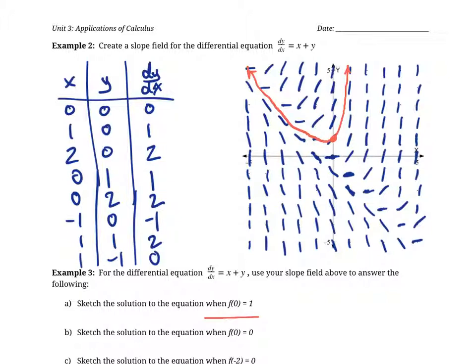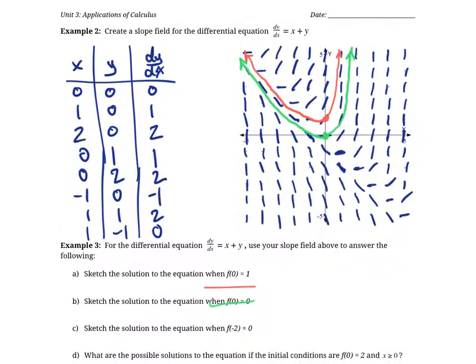What if we start at a different point? What if we start at the origin right here? What's that going to look like? Well, if you follow the slope field lines, they go up like that, right? And if you follow them backwards, it looks like it's going to follow this path here. So it looks very similar to the first one. So we'll call that the green solution.